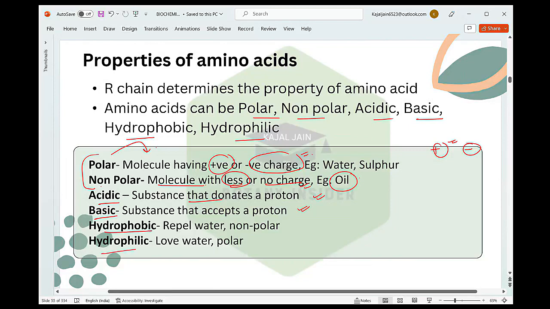Then we have hydrophobic and hydrophilic. Hydrophobic means something that repels water. Hydrophilic is something that loves water and tries to attach to it, right? Hydrophobic would be non-polar, because water is polar in nature, and if it wants to repel water, it should be a non-polar molecule. So hydrophobics are non-polar in nature, and hydrophilics are polar in nature, right? Remember this as well.